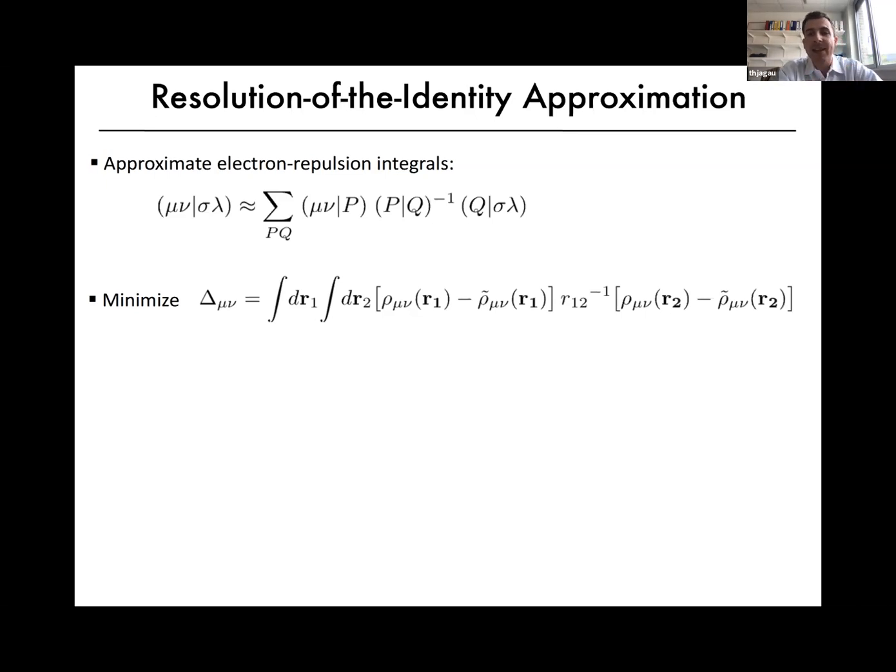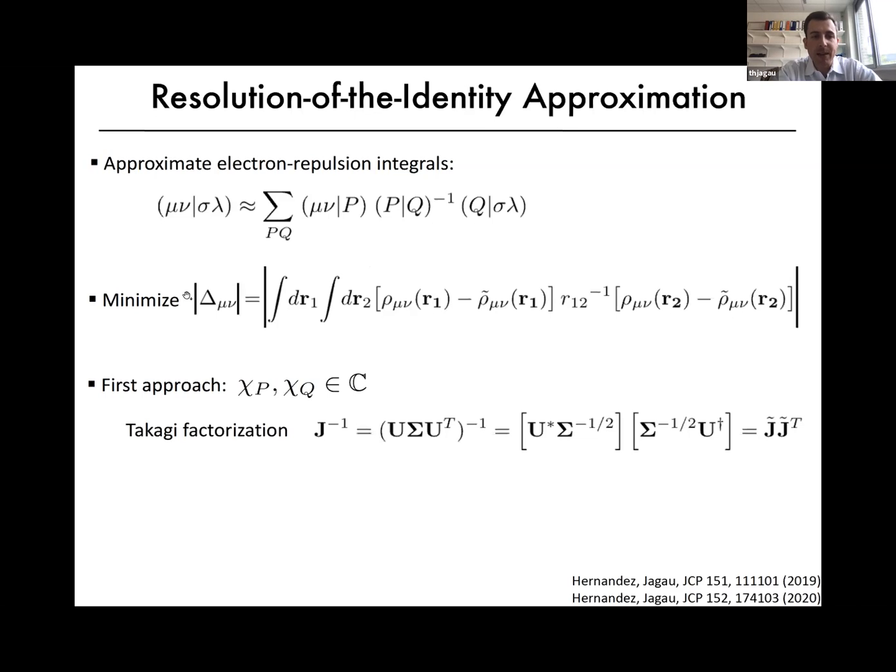Now, in our case, this is not applicable in a straightforward sense because you cannot minimize a complex number, and our densities are complex in non-Hermitian quantum chemistry. So what we did instead is minimizing the absolute value of the complex scaled density, and then you can basically work it out as usual. In the first approach we devised a year ago, we chose everything complex, so also the auxiliary functions here are complex. And then you need to use a Takagi factorization, because this is not so easy to invert if you have a non-Hermitian matrix.